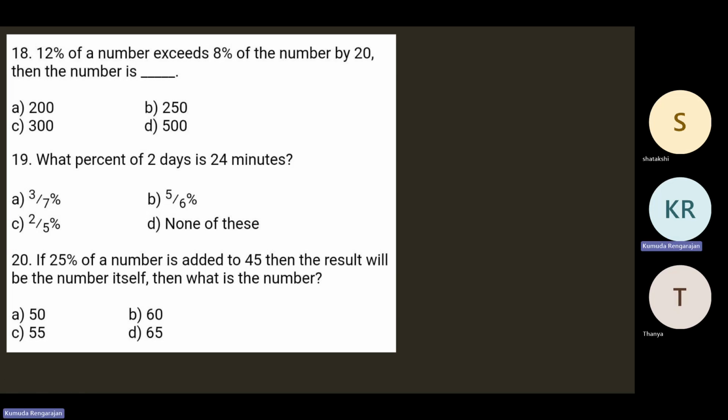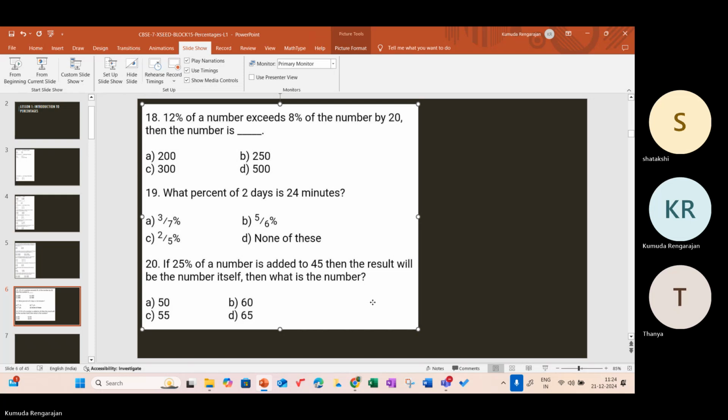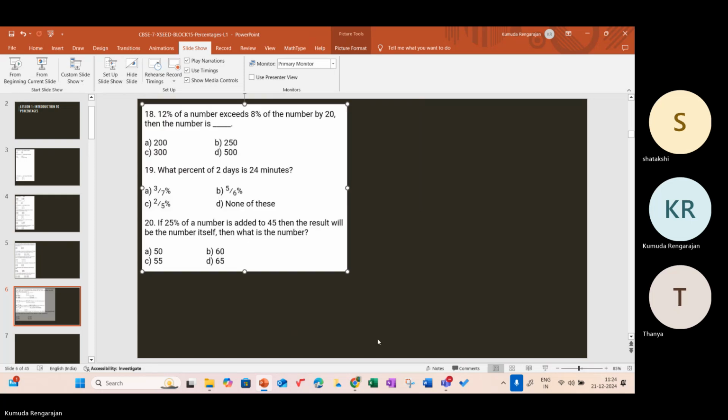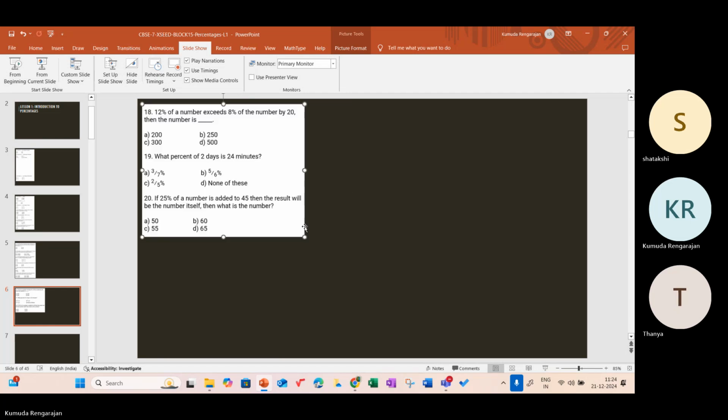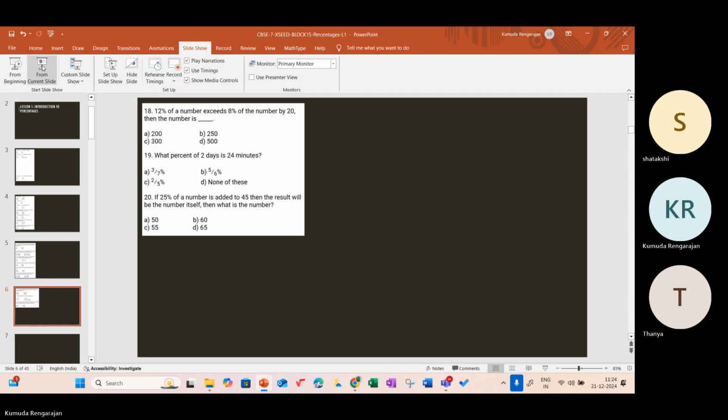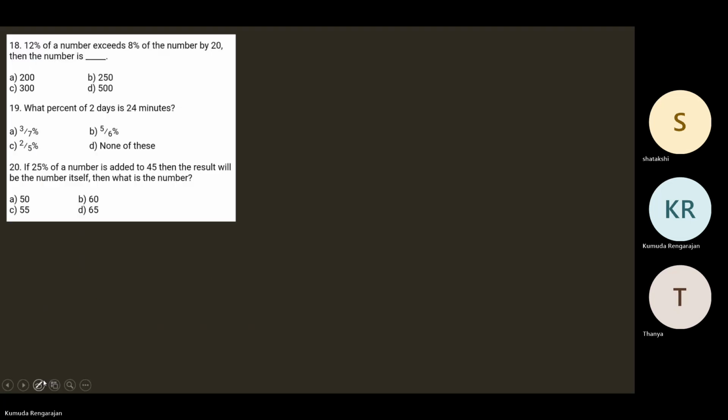12% of a number exceeds 8% of the number by 20. So let the number be x.